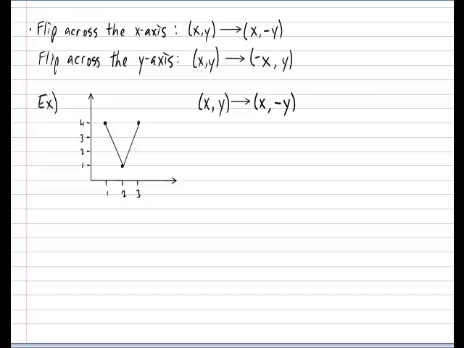Alright, let's do each coordinate one by one. Let's start with 1 and 4. Well, pretty simple. The 1 and 4 will simply become 1 and minus 4. Let's do the next one, the 2 and 1. Well, very easy again. The 2 and 1 is simply going to transform into 2 and minus 1. And let's take a look at the last point, the 3 and 4. The 3 and 4, another easy transformation, is going to become 3 and minus 4.